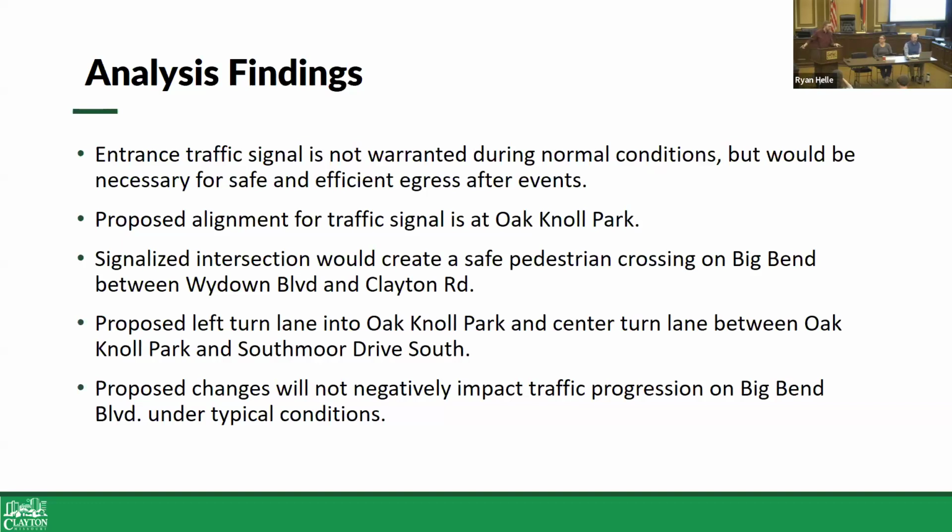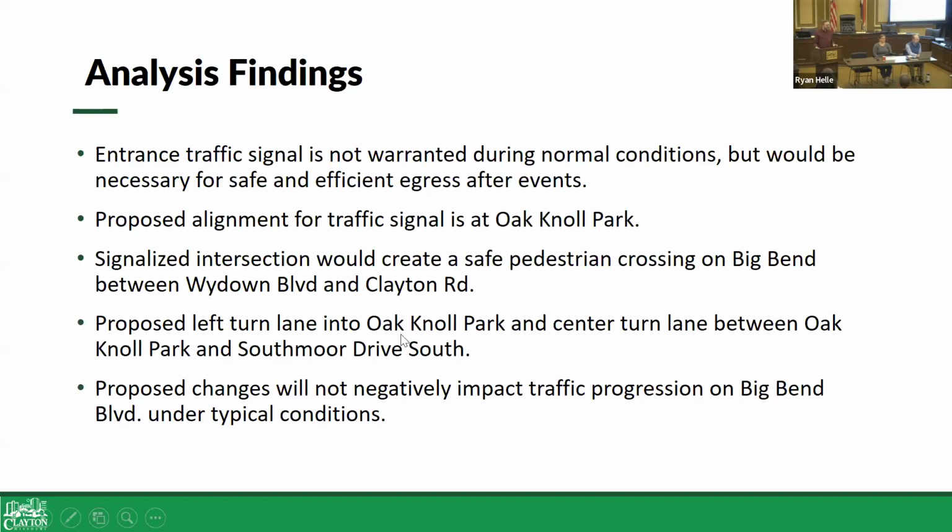And I'll get into some of the other reasons why. So first of all, you need it for egress to empty the site out. The proposed alignment as well is Oak Knoll Park, so that's where it would be lined up with the signalized intersection. And this is one of the things the county really likes about it: it creates a safe pedestrian crossing on Big Bend, where right now, again, it's Wydown, it's Clayton Road, and there's nothing in between. So this allows you to get to the park safely at the mid-block.